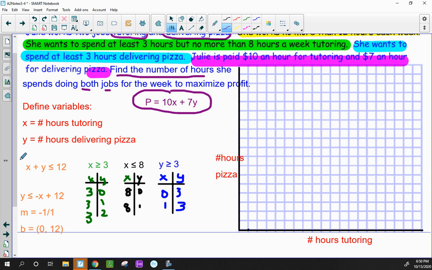Okay, so I'm going to graph this one in this pink purple color. I'm going to go to 0, 12. Again, I'm letting each box stand for 1. Okay, so right there is going to be my 0, 12. I'm going to use my slope of negative 1 over 1, down 1, right 1.